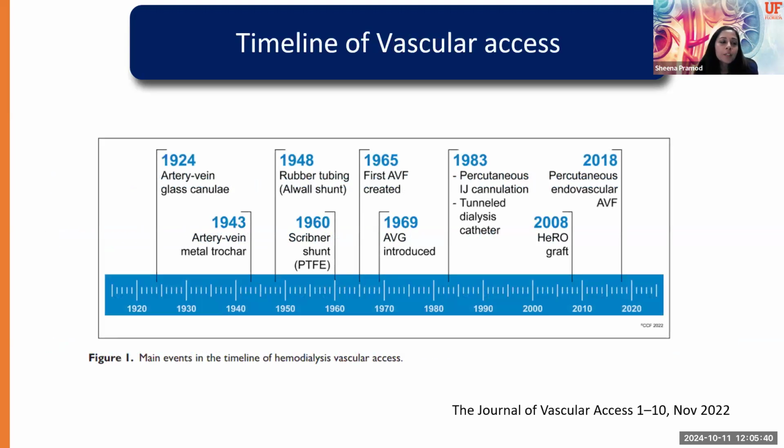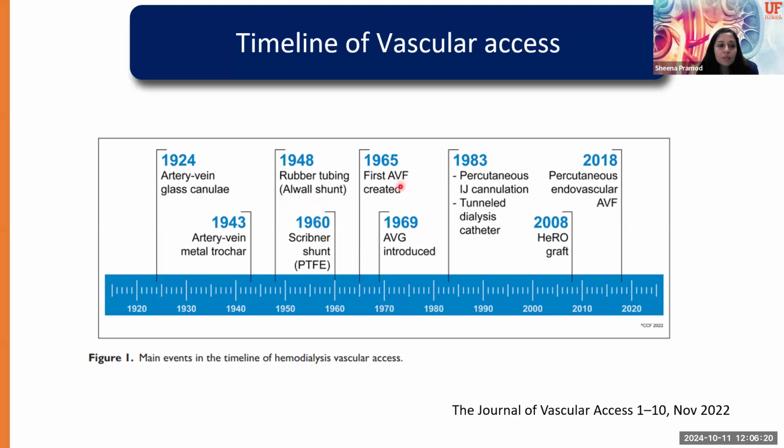So from the timeline, as you all know, it's been about 100 years from now that the first artery-vein glass cannula was introduced in an attempt at early vascular access. And then about 20 years later, they developed a metal trocar to connect an artery and a vein. And subsequently, the beginnings of what we know as the Scribner shunt started with the all-wall shunt, where they had a polyfluoroethylene material tubing that they used to connect an artery and a vein.